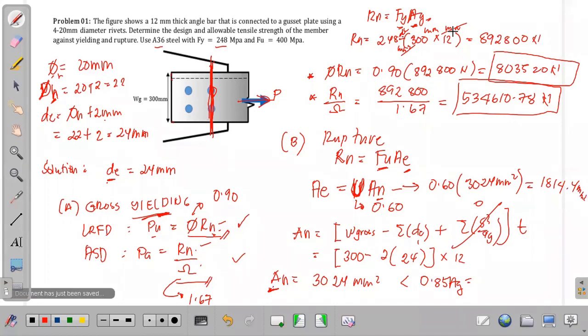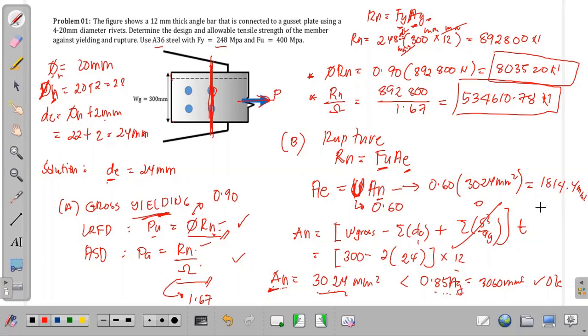So, we have 0.85 times 300 times 12. The Ag is 3060 mm squared, which is less than the 3024, so okay. We will use 3024. In cases where the solved An is larger than the gross, you use the 0.85 of the gross area. So we now have the Ae, which is 1814.4.